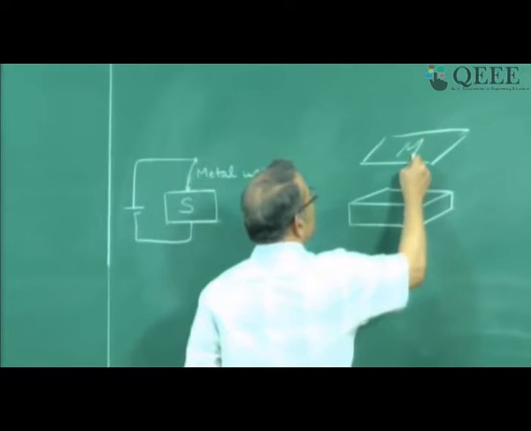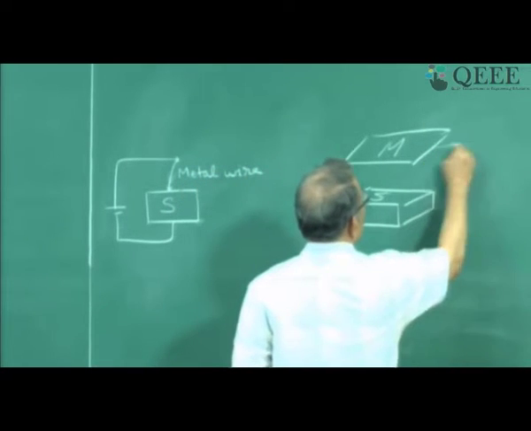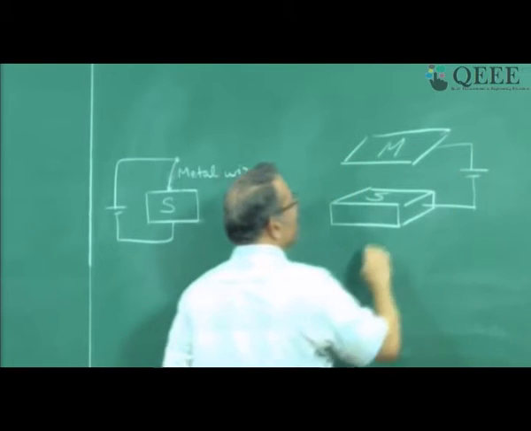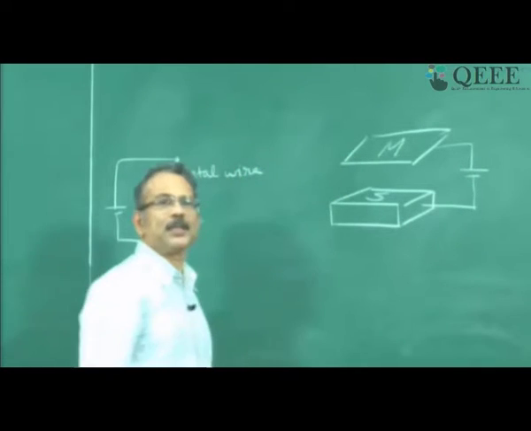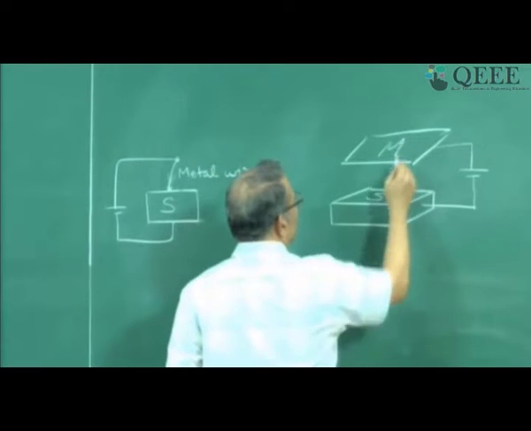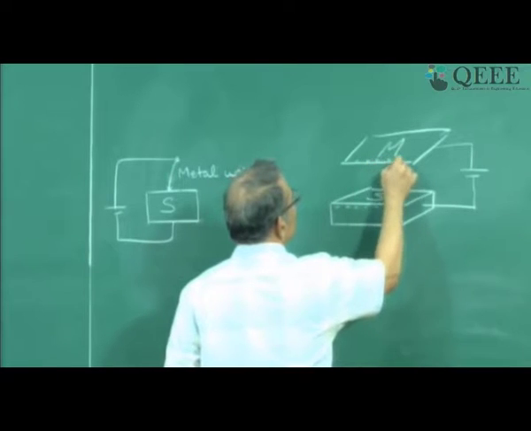So this is metal and this is semiconductor. Now if I apply a voltage between these two, it will behave like a parallel plate capacitor, metal and semiconductor. So for example, for this polarity, electrons will be attracted here and here you will have positive charges.